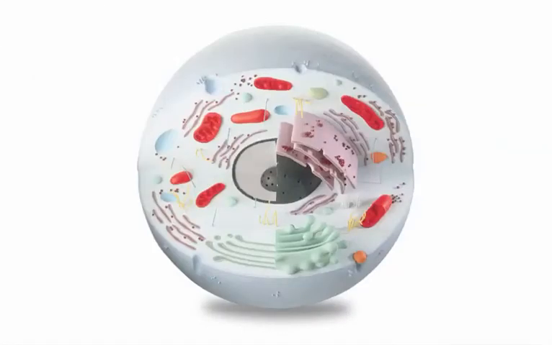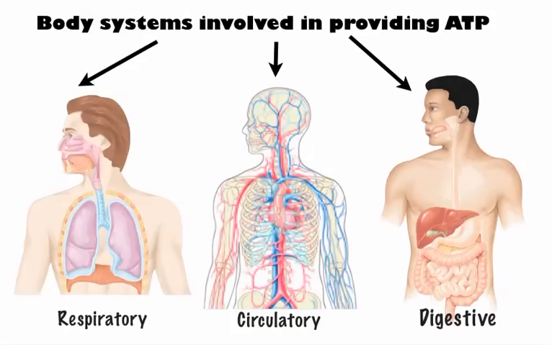Okay, the whole point of taking in oxygen, remember, is to perform cellular respiration for energy, making ATP. So we said there are 3 body systems involved in providing this ATP. Respiratory gives you the oxygen you need, digestive gives you the glucose you need, and circulatory transports the two to each and every one of your cells.